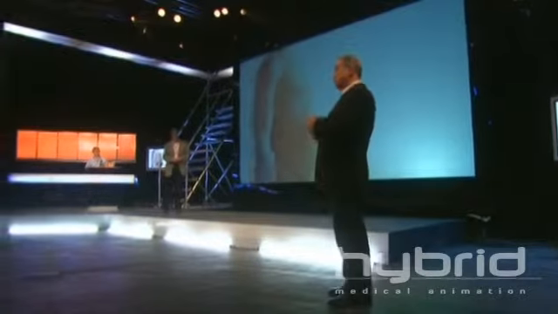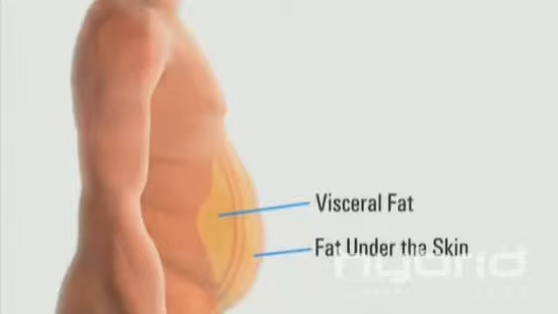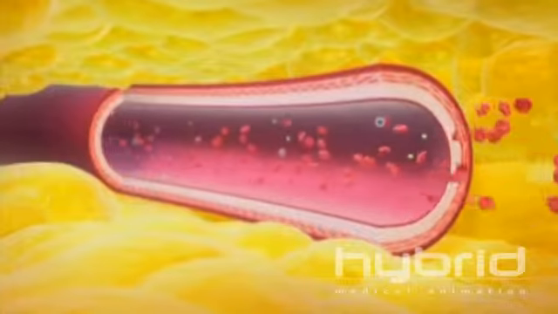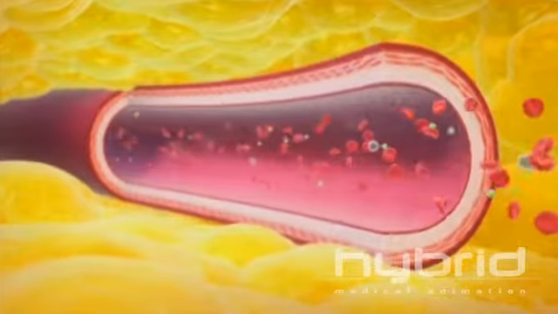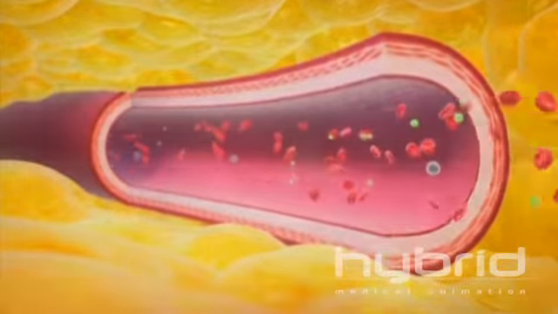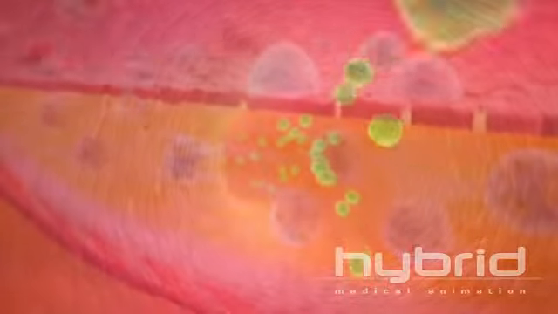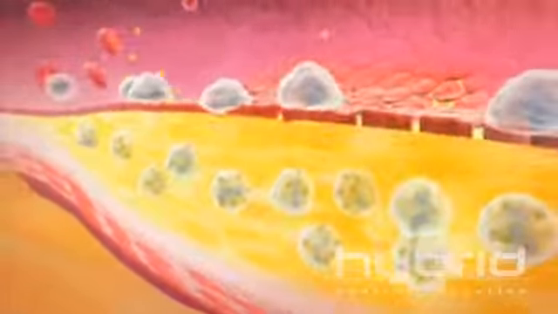Now, the bad fat in your body is the abdominal fat, which we call the visceral fat, because the cells in this fat produce hormones and chemical substances that get into the bloodstream and cause damage to the blood vessel wall. They're shown as the green spheres here. The fatty deposits begin to grow and eventually impinge upon the bloodstream.